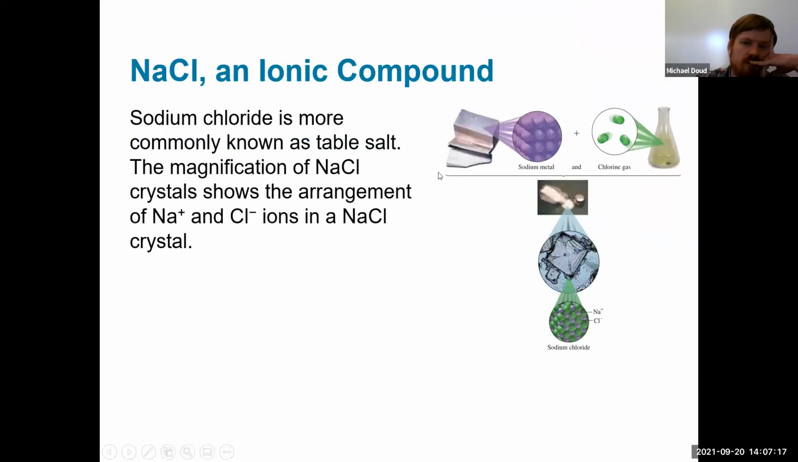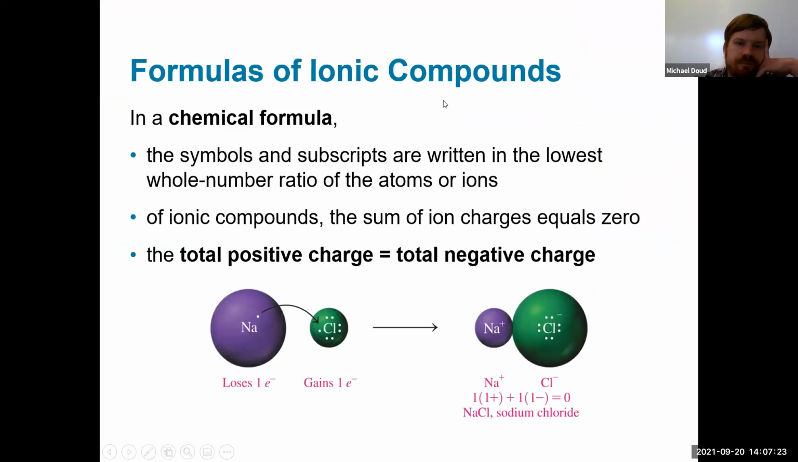Okay, so that's sodium chloride. Now, how do we write the formula for an ionic compound? Well, in a chemical formula, we take the symbols and the subscripts, and we give the lowest whole number ratio of the atoms or ions that form a net charge of 0. In other words, for sodium chloride, we have a +1 ion combined with a -1. So when you bring one +1 ion to one -1 ion, that gives a net charge of 0. So that gives us a simple formula of NaCl.